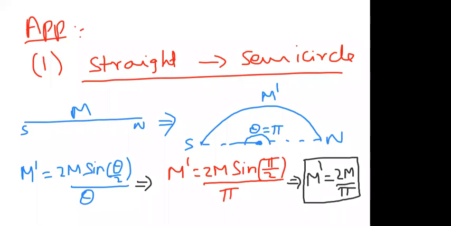Whenever a straight magnet is bent in the form of a semicircular arc, the magnetic moment M dash is equal to 2m by pi. I hope you are clear with this one. Let us see the next application.